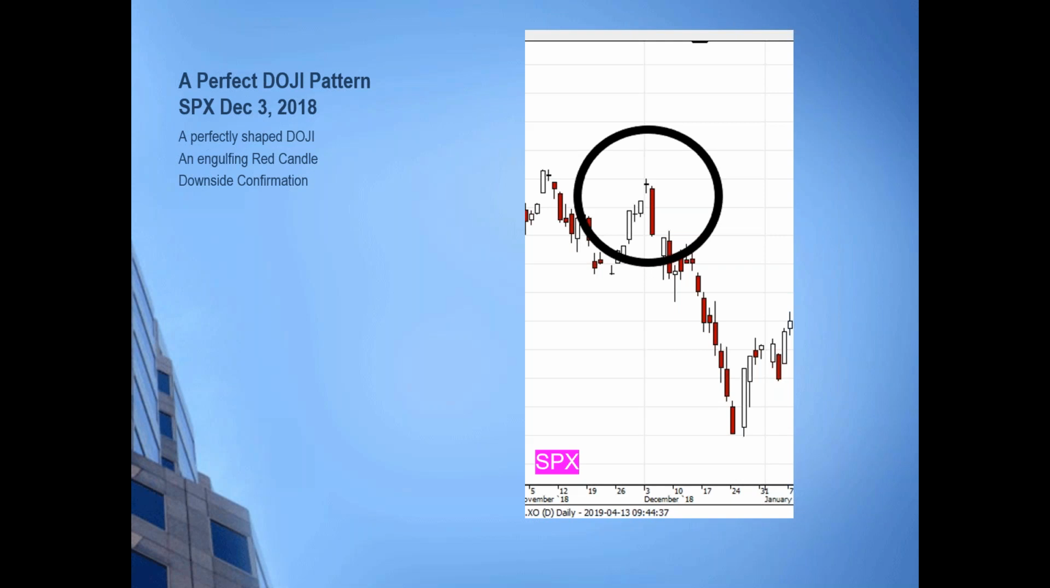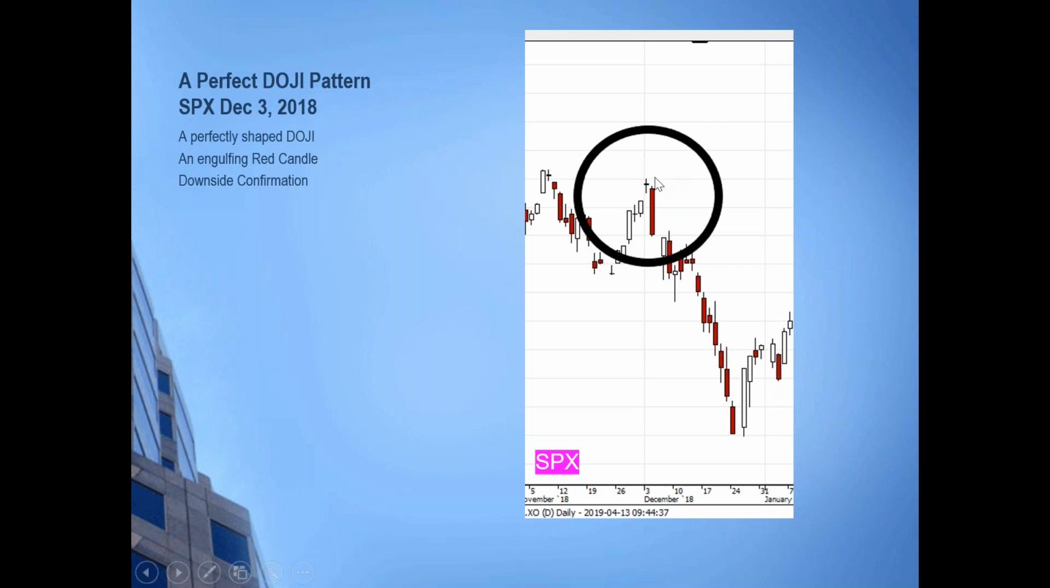This is good because this is real life. You guys probably remember this. And this pattern identified the risk of a material decline perfectly as it was happening. This is a perfectly shaped doji with an engulfing red candle that gives downside confirmation to the market.